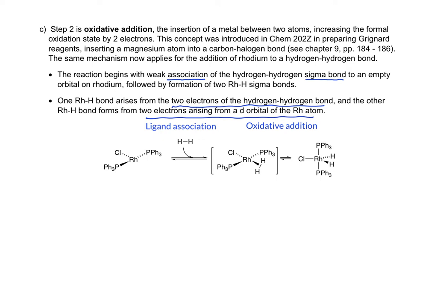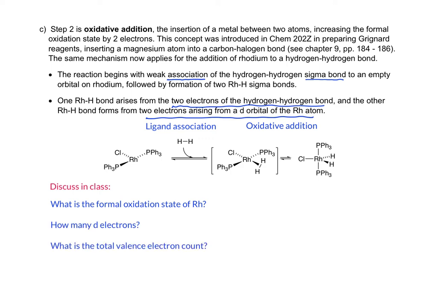At the top of page 3 are a few questions to discuss in class. Specifically, for the product of this step, what is the formal oxidation state of rhodium? How many d electrons are there? And what is the total valence electron count?